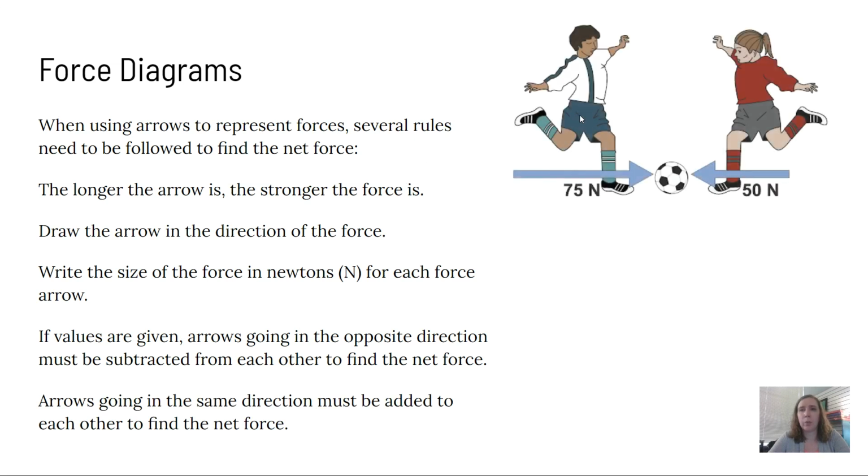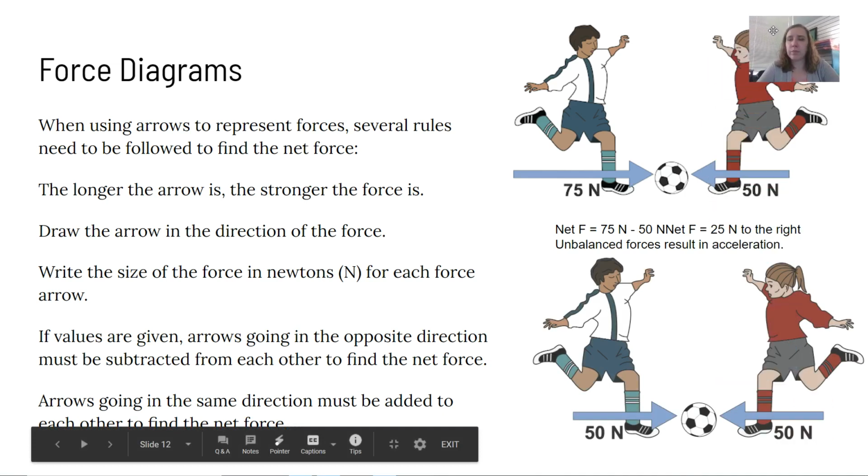Here's an example. One person kicks the soccer ball at a force of 75 newtons. The arrow is longer because more force is being applied than by the other person who's kicking the soccer ball at only 50 newtons. Okay, so the net force is 25 newtons to the right. Unbalanced forces result in acceleration. The soccer ball will travel to the right because the net force is in that direction.